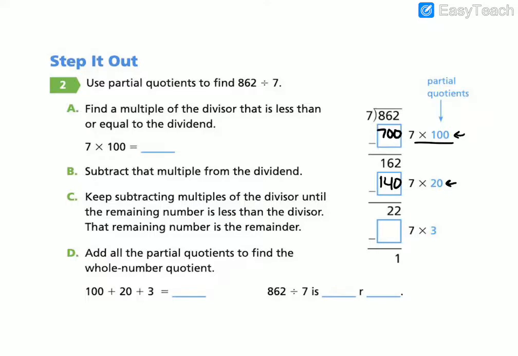We're looking for that close multiple. 162 minus 140 is 22. When we see 22, what is our closest multiple? Well, 21 is a really close multiple of 7. 3 is our partial quotient. All right, in order to find our whole number quotient, we add our partial quotients. So 123. So our answer is 862 divided by 7 is 123 with a remainder of 1.